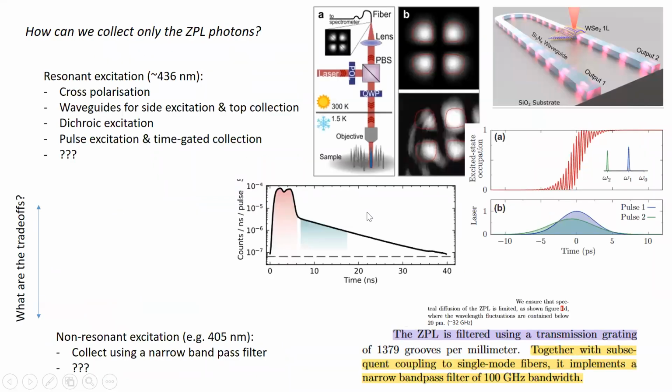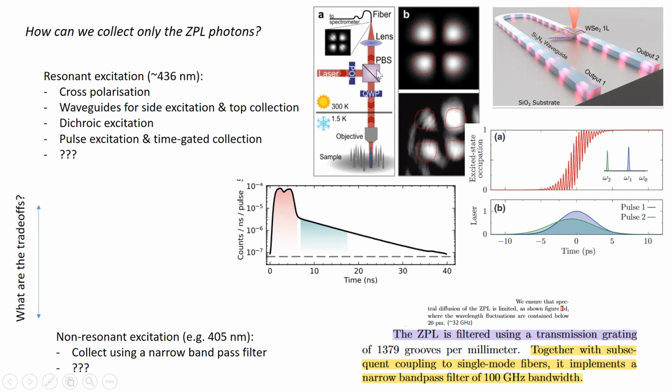There's a few ways to do that, including in the beginning separating between whether you excite resonantly or non-resonantly. For the resonant case, there's a bunch of methods that people have come up with to discriminate between the excitation laser light and your emission, which have the same wavelength. So what do you do there?